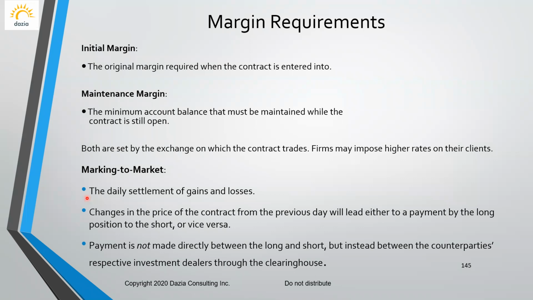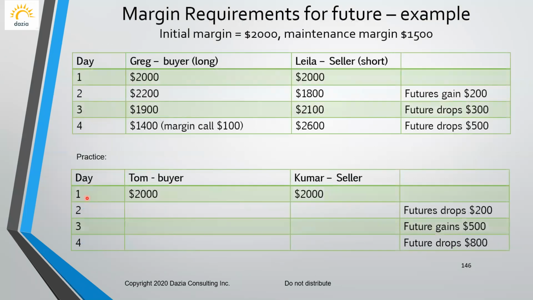So let's take a look at an example here of marking to market. We have Greg, who's a buyer, and Layla, who's a short seller. The initial margin they put in is 2,000, each of them. And the maintenance margin is 1,500. So if the price of the futures goes up $200, he's in the long position, so it's going to go up $200. She's in the short, so it's going to go down $200.